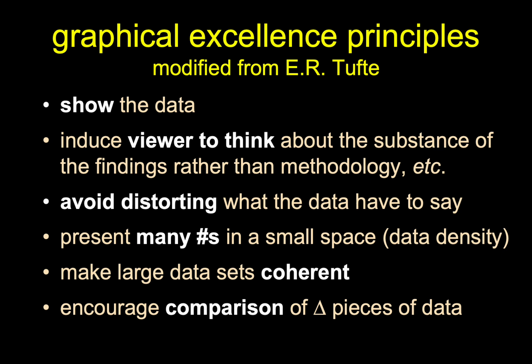So what we want to do is get to thinking about the relationships, not how much work you put in to get this. You want to avoid distorting data, like we saw in those examples early on, vague or intentionally misleading stuff. Where we can, it's nice to present many numbers, right? That's data density. So many numbers on one plot is usually helpful. We have to do some work to make large data sets coherent. And whenever we do stuff, we'd like to encourage you to say, what if? Let me look at A versus B. Let me look at A versus C, etc.